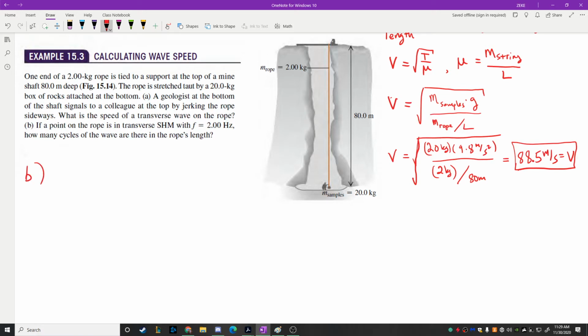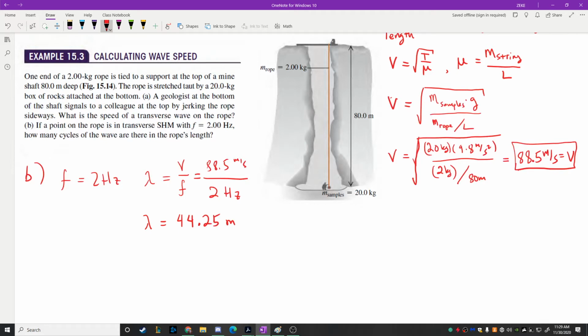Part B: if the point is in transverse simple harmonic motion with a frequency of 2 hertz, I want to find how many cycles of the wave are there in the rope's length. We can do this by saying that one cycle has a wavelength lambda, and lambda is equal to the velocity divided by the frequency. So we take 88.5 and divide by the frequency of 2 hertz. So we're going to get a wavelength that's half of this, which would be like 44.25 or 44.3 or so. Let's write it as 44.25 meters.